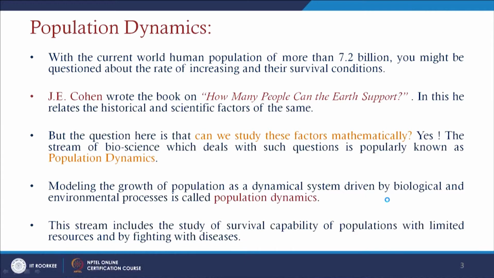With the current world human population of more than 7.2 billion, you might question the rate of increase and the survival conditions. J.E. Cohen wrote a book on how many people the earth can support. He relates the historical and scientific factors, but the question here is whether we can study these factors mathematically. Yes, the stream of bioscience which deals with such questions is popularly known as population dynamics.